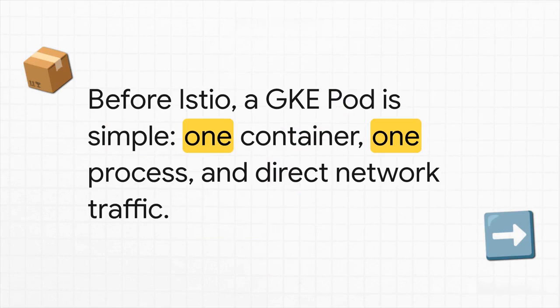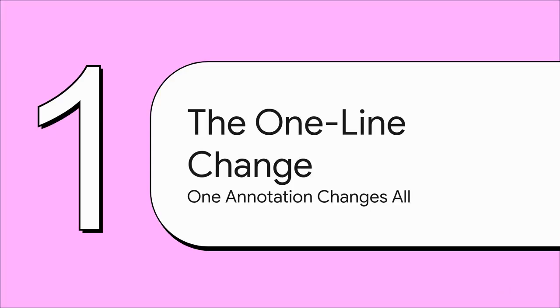So let's start with what we all know, right? A standard GKE pod. Life is pretty simple here. You've got one container running one process, and traffic just goes straight to it. No fuss, no muss. This is our baseline, the world before the mesh. Okay, so now let's introduce the one thing that changes all of that. And you'll see it looks so simple, but man, its effects are huge.